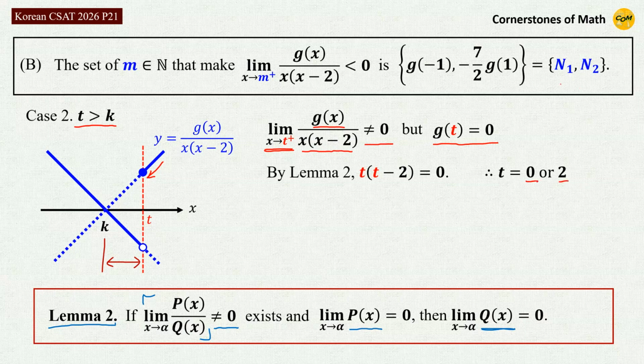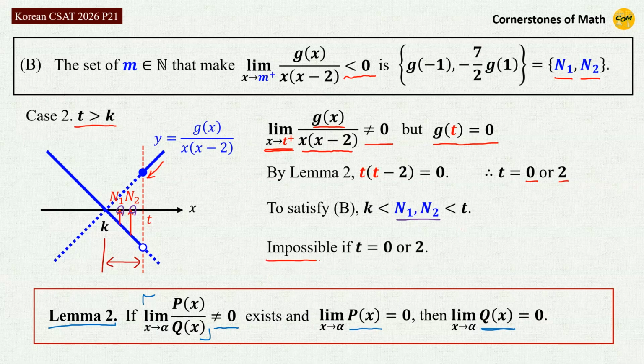According to condition B, the limit has negative values when x approaches n1 or n2. Therefore, natural numbers n1 and n2 must exist here. That is, two natural numbers n1 and n2 are in between k and t. However, this is impossible when t is equal to 0 or 2. Therefore, this case is also an invalid case.